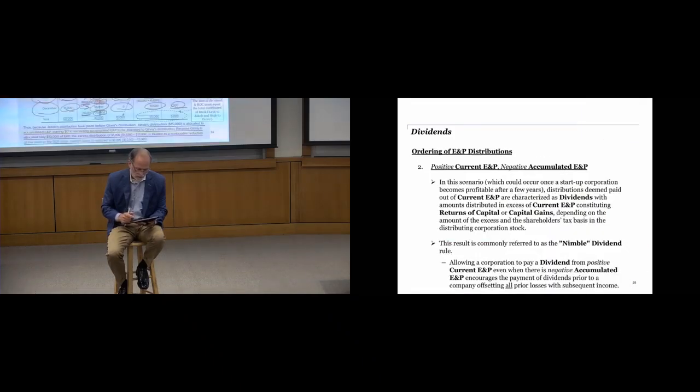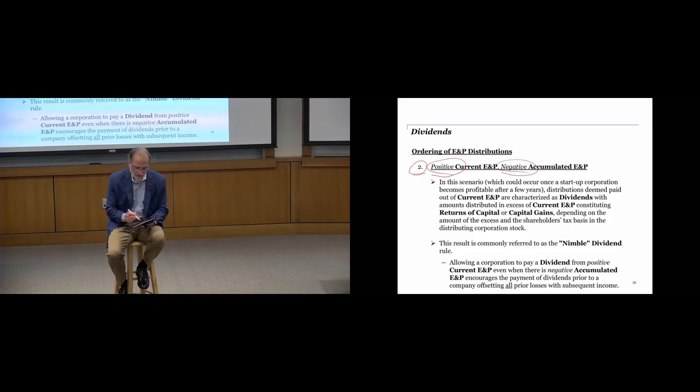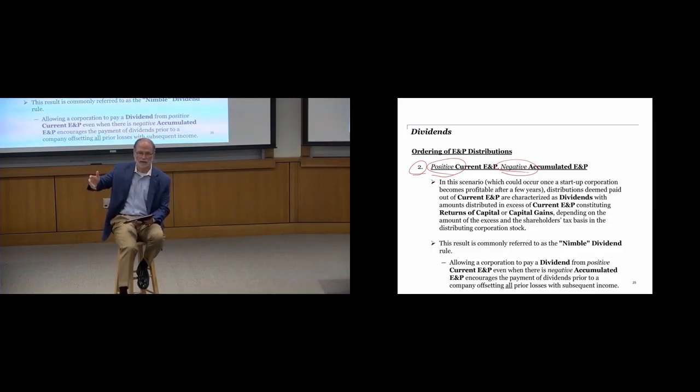Second distribution is the fraction of the second distribution amount over the total. Okay, so now moving on to the second bucket. Let's say we're positive current and negative accumulated. Fact pattern you could have there is think startup mode. That's what comes to my mind. I lost a lot of money in the years I was getting going, but man, my idea is paying off now. So first year I made money. So I'm positive current and I'm negative accumulated.